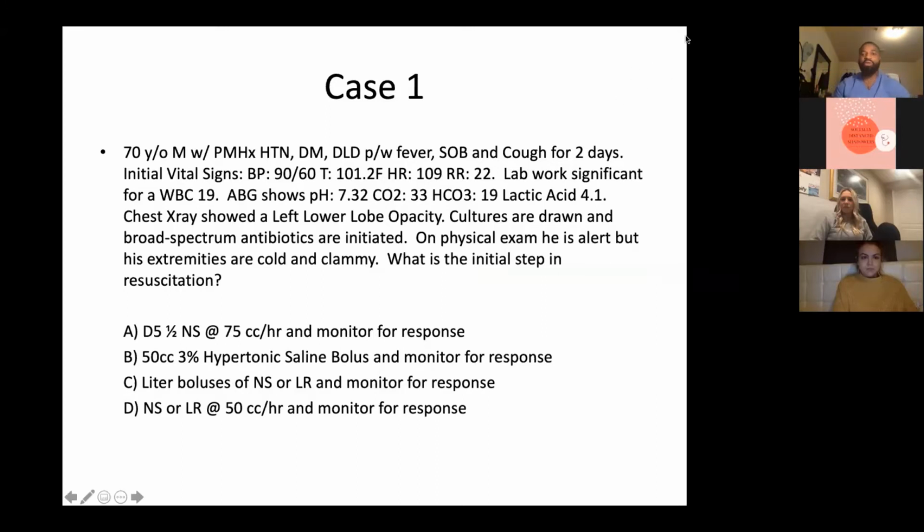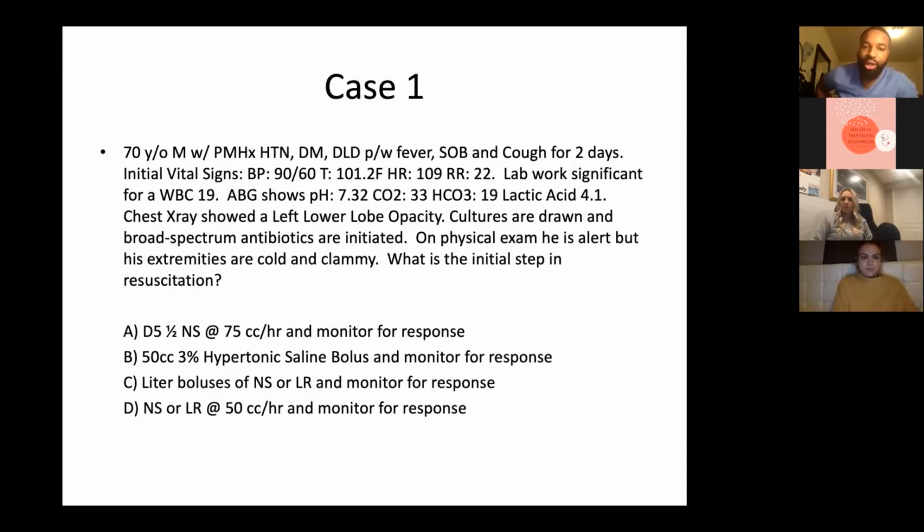All right, so first case, we have a 70-year-old male with a past medical history of hypertension, diabetes mellitus, and dyslipidemia, who presents with fever, shortness of breath, and cough for 2 days. Initial vital signs: the blood pressure is 90/60, temperature is 101.2, heart rate is 109, respiration rate is 22. You do some labs, and it's significant for a WBC, which is white blood cells, of 19.